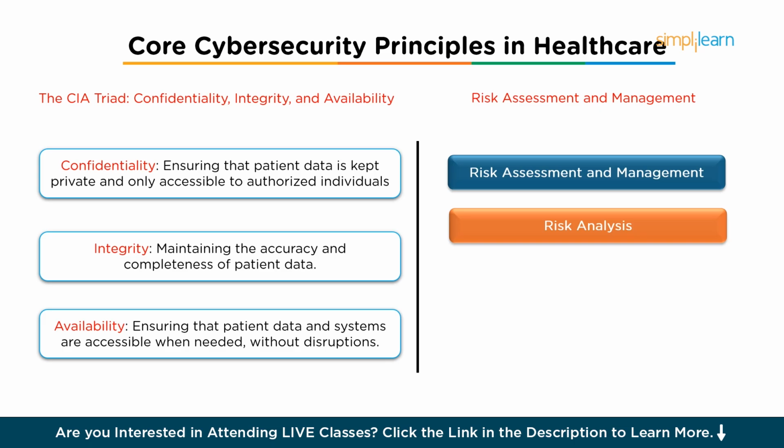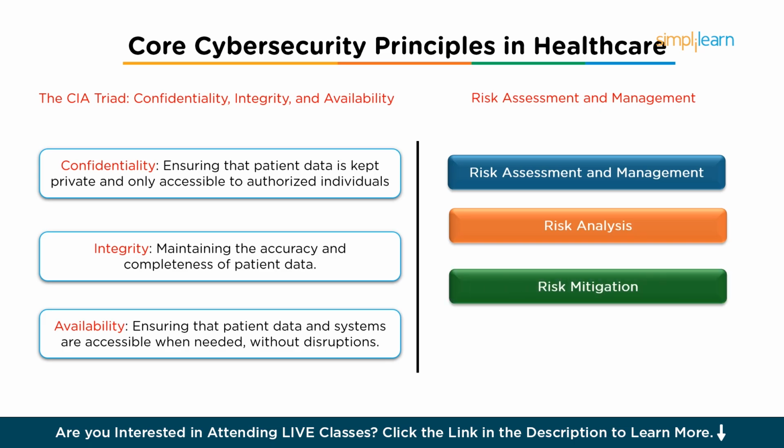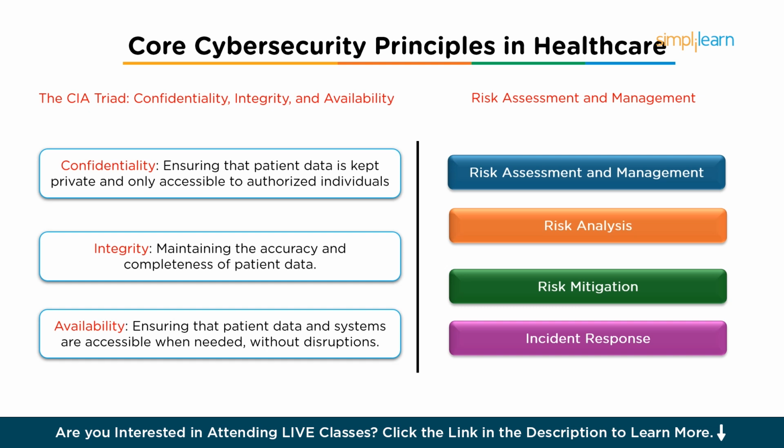Risk analysis, analyzing the likelihood and potential impact of each risk, prioritizing them based on the severity of their consequences. Risk mitigation, implementing security controls to minimize the likelihood of a cyber attack, such as firewalls, encryption, and employee training. Incident response, developing and testing incident response plans to quickly detect, contain, and recover from security breaches. This ensures that organizations can minimize the impact of attacks and comply with breach notification requirements.